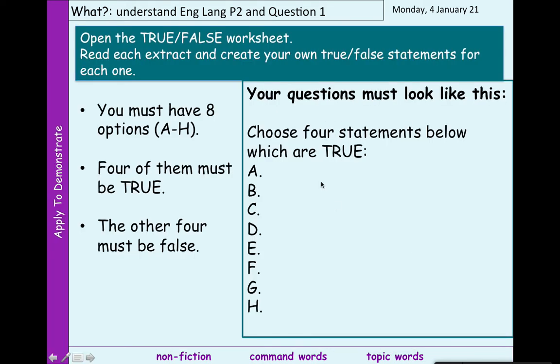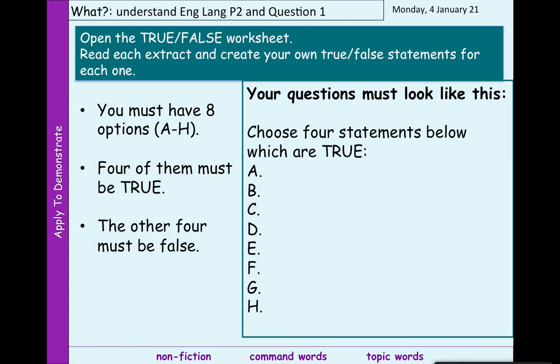The task now that you should get on with for the rest of the lesson is the worksheet that's attached to this assignment, either on ClassCharts if you're looking at that, or Teams if you're looking at that. So open the document, and it's got a lot of different extracts on different topics. So read each extract, and you're going to create your own true or false statements for each one. Or there's a different option. In some classes, your teacher may just set you these extracts with a range of true or false questions to try and answer on your own, just to give you a bit more practice.